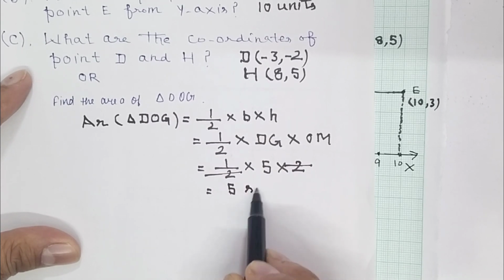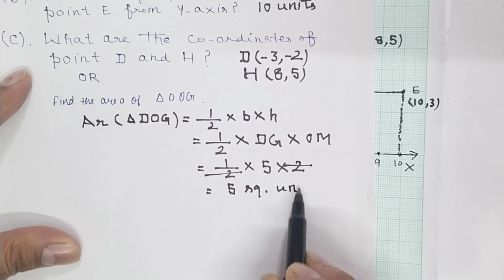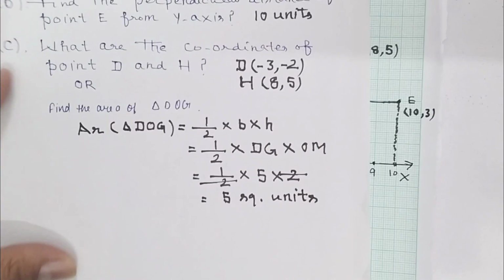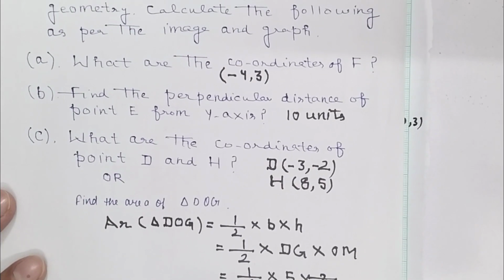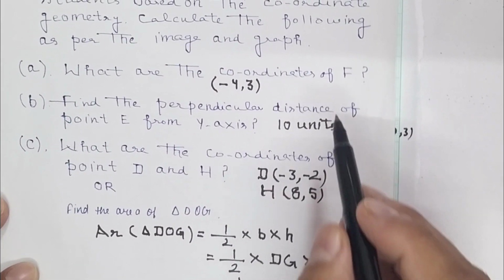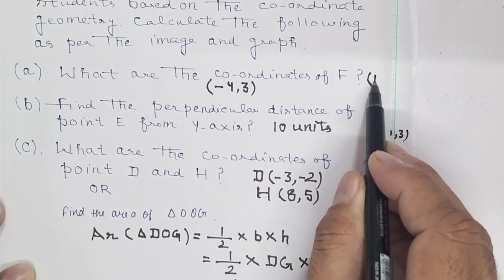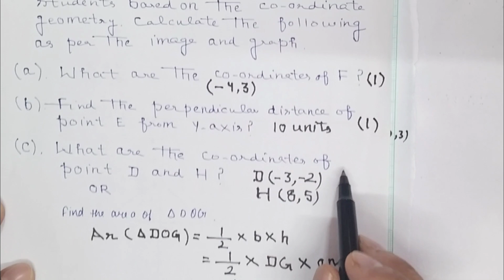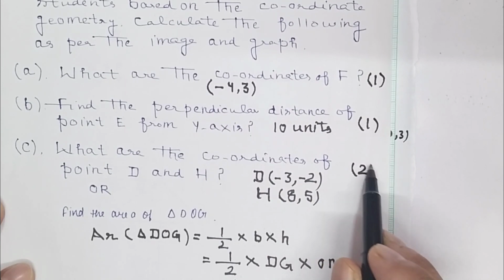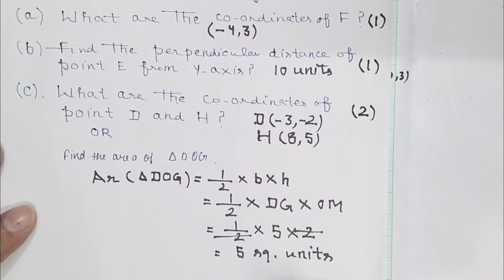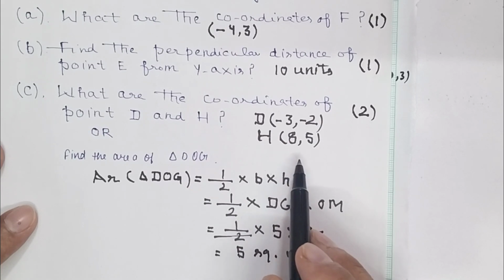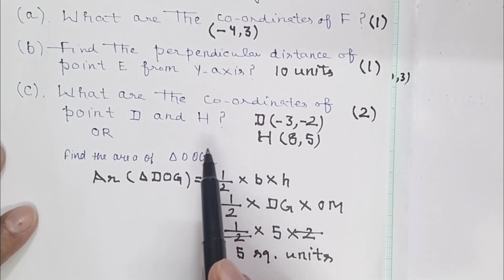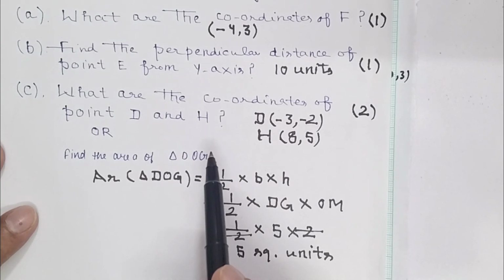5 square units. So this case study based question is as per the latest scheme of CBSE. This question is for 1 mark. This question is for 1 mark. And this question is for 2 marks. And in a question of 2 marks, there is an OR part also. So you are advised to do only one part which is best known to you.